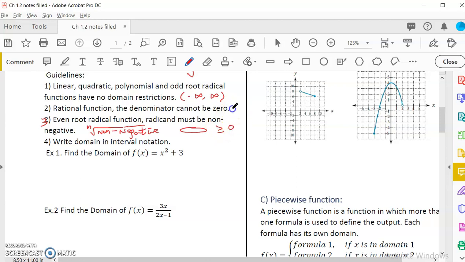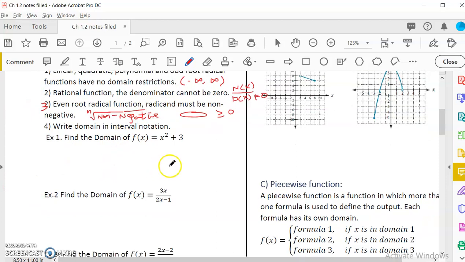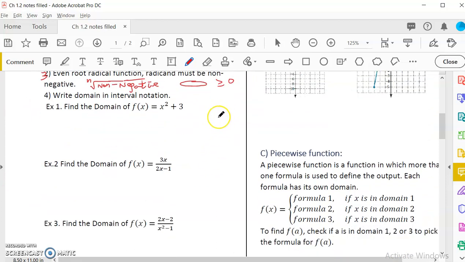Okay, so you would say the denominator cannot be 0, because the numerator can be anything, but the denominator cannot be 0. So you can summarize the guideline like this. And when you write the domain, it has to be in interval notation. So let's work on a few questions.